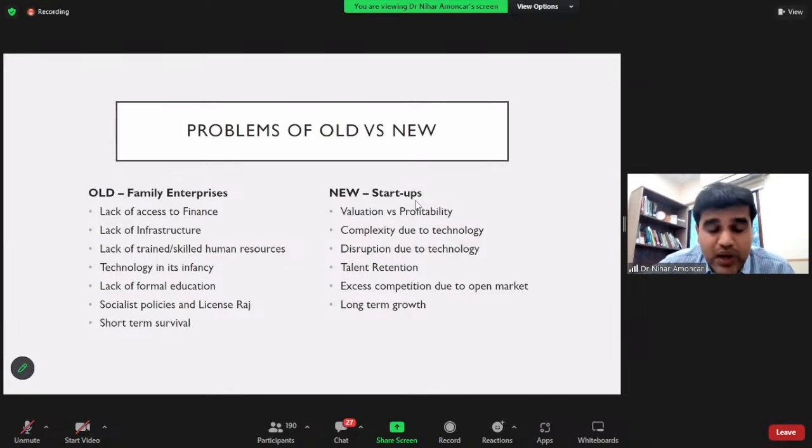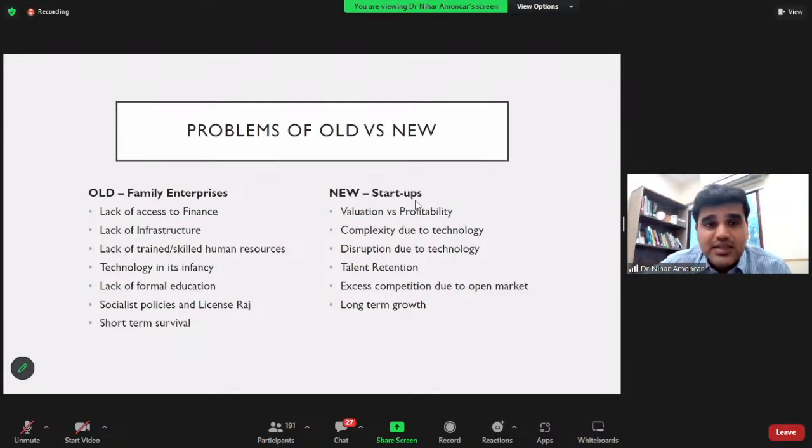And the question was always about short-term survival. It was very important for businesses at that time to survive in the short term because, due to the lack of financial support and policy support, a lot of them collapsed under their own weight. Whereas, what are the problems of the startups of today? In fact, you'll see that they are exactly the opposite of what was happening in the past.